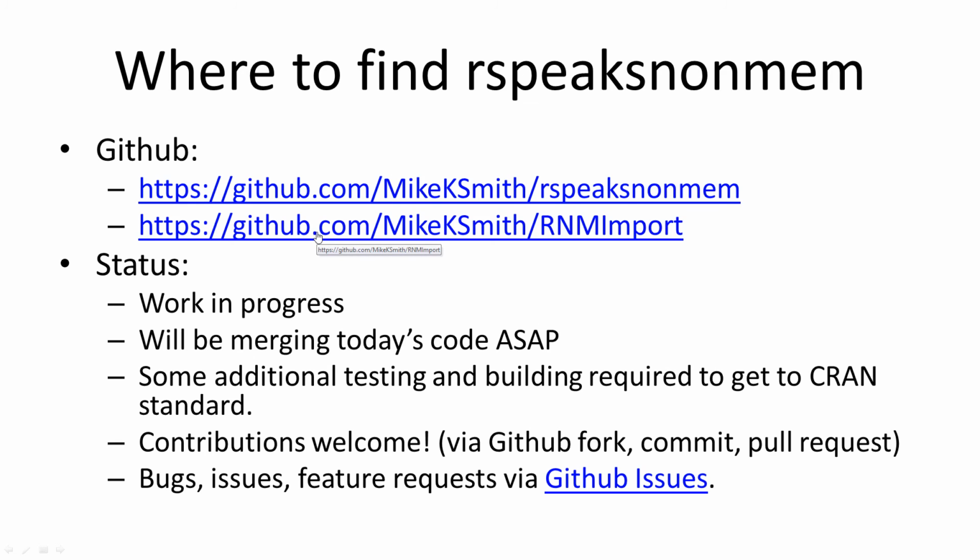What you'll need to run rspeaksnonmem today is my version of RNM import. This is a package that Mango Solutions have developed. I had to make some changes to import nmmod to make it work with rspeaksnonmem and to capture aspects like the block structures for omegas and sigmas and so on, and whether they're the same or fixed. So I made some changes to that function. I've made a pull request back to Mango Solutions to update their version of RNM import, and hopefully that will be progressed.